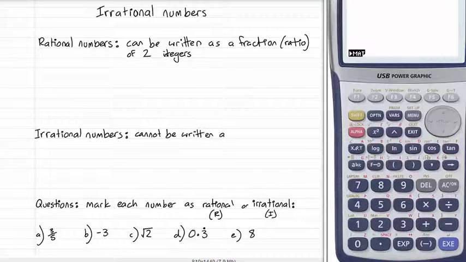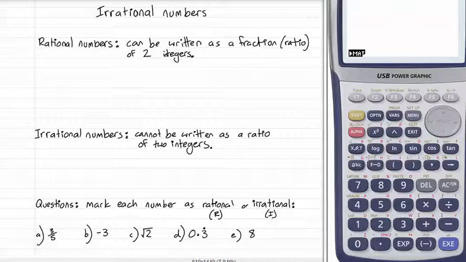Now they're irrational because they can't be written as a ratio, not the usual meaning of irrational that means crazy or not making any sense. Now this definition probably seems quite irrational. It might not be making any sense yet. Let's have a look at some rational numbers.